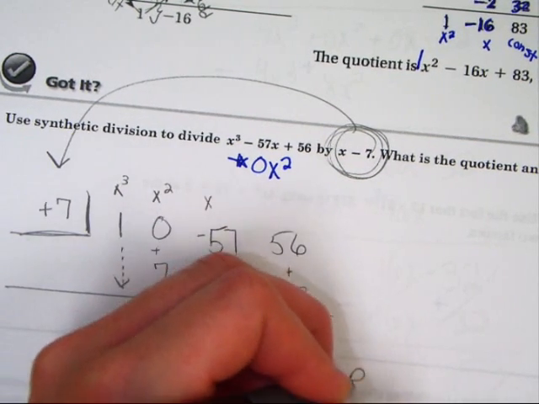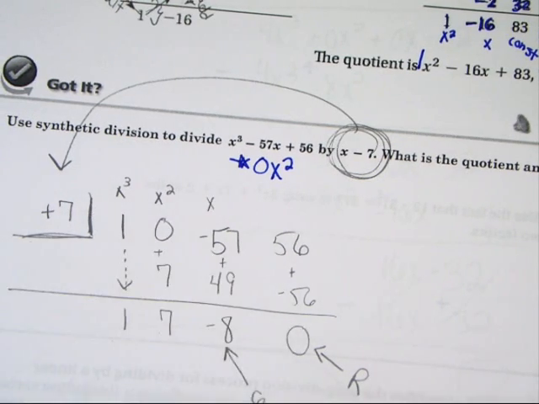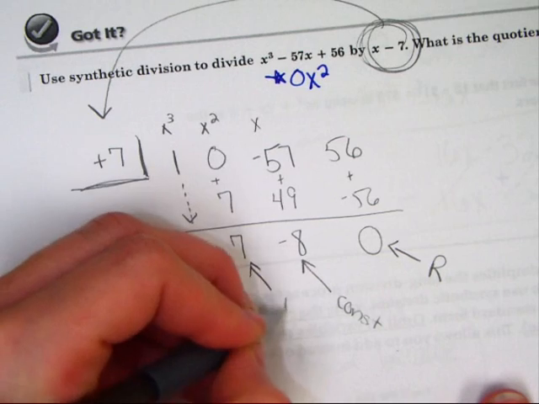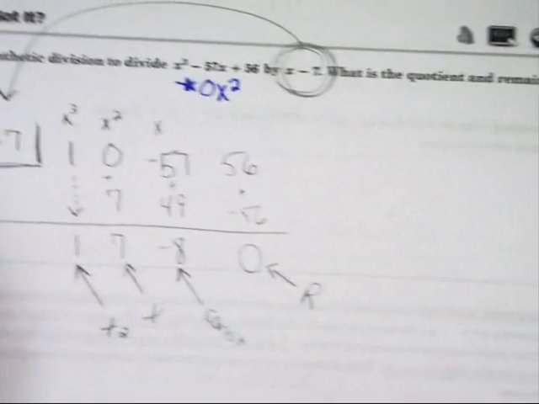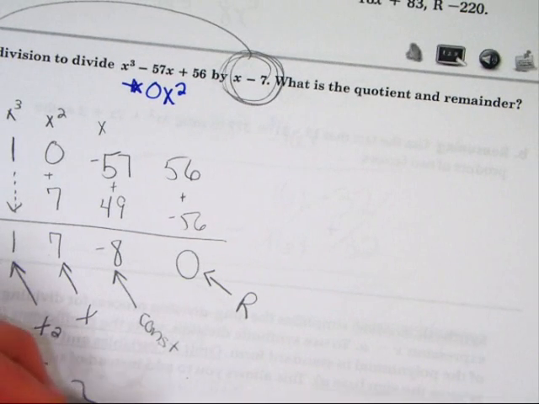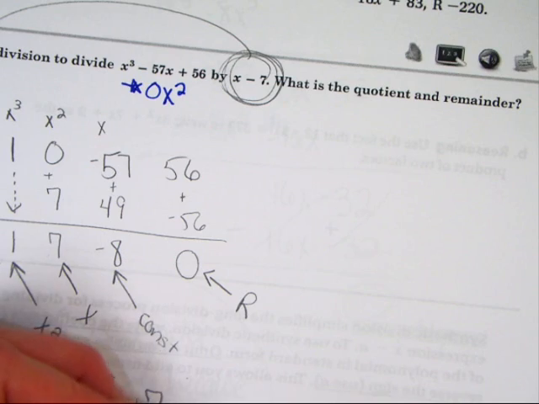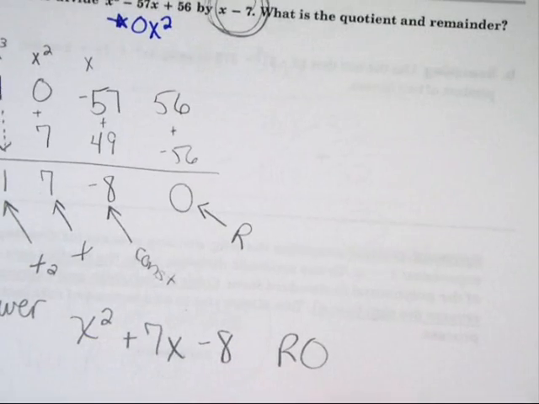That's your remainder. That's your constant. This one's your x. This one's your x squared. So your answer is 1x squared plus 7x minus 8 with the remainder of 0.